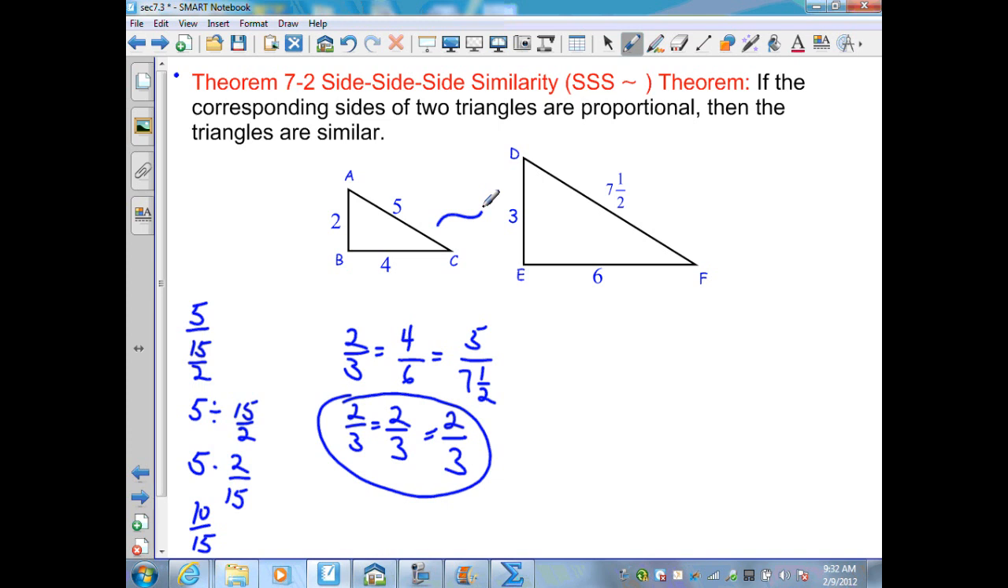Now I just need a similarity statement. Therefore, triangle. I'm going to start with A, going from the smallest to the middle to the largest side, which is ABC, is similar to triangle, smallest to middle to large, DEF.